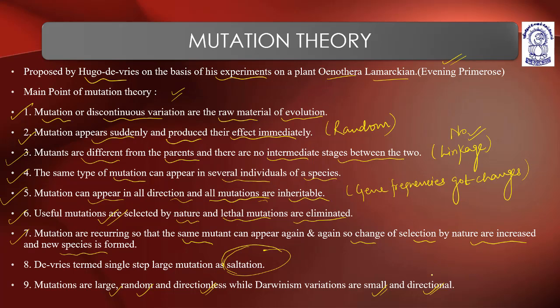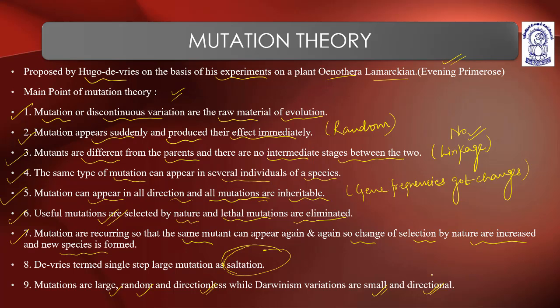So this is the mutation theory which was proposed by Hugo de Vries on the basis of his experiment on Oenothera lamarckiana, evening primrose. Main points put by mutation theory were that mutation was discontinuous, it can happen anytime, it is random, and it shows sudden, immediate effect. Mutants are different from the parents, and there is no intermediate stage to connect them. The same type of mutation can basically occur in many individuals of the same population. Mutation can appear in all directions as all mutations are inheritable.